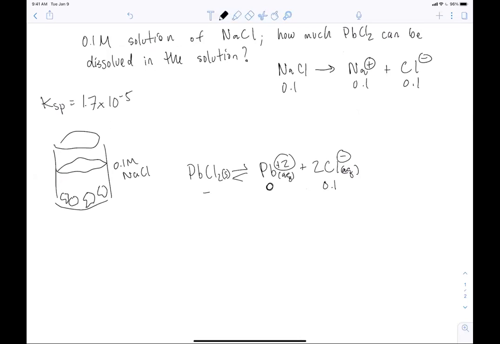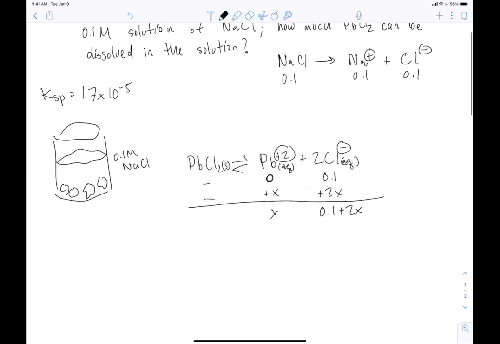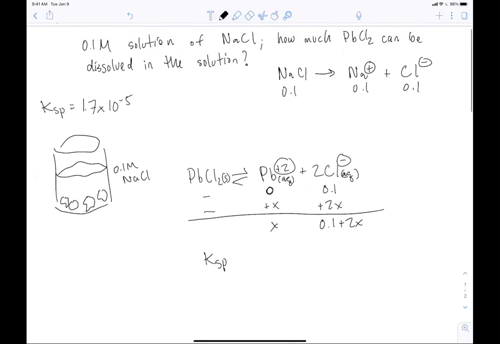But then after that, it just ends up being like a normal RICE table problem. And so we know the Ksp because it's given to us in the problem over here. And so we'll have one equation with one unknown, which we can solve.